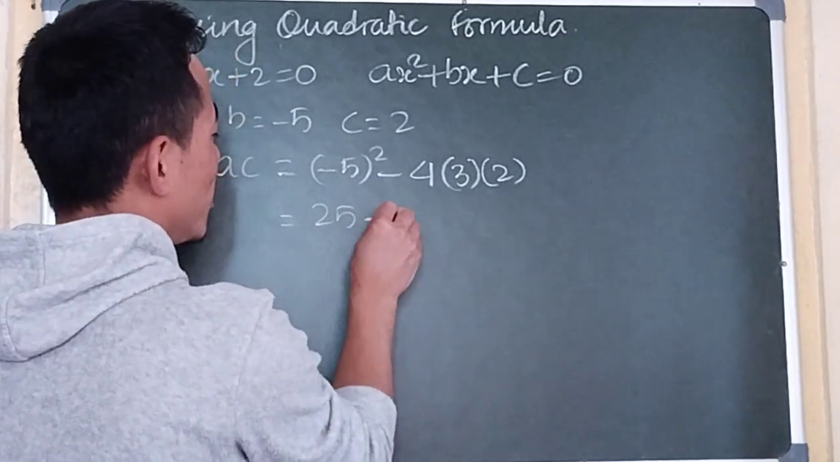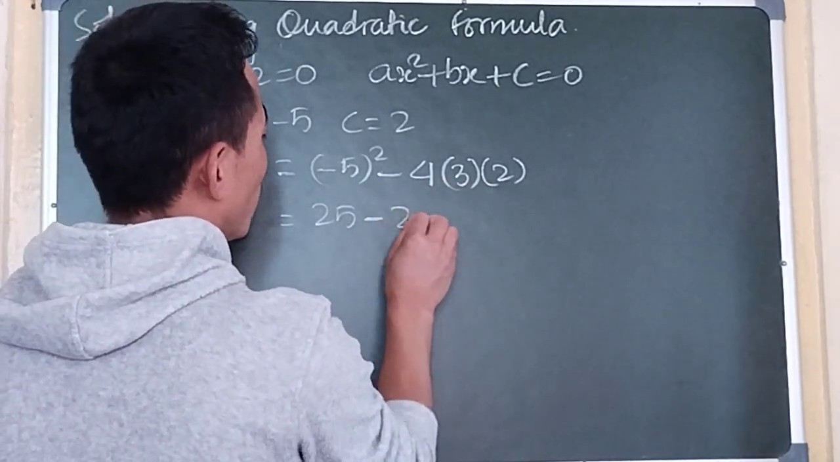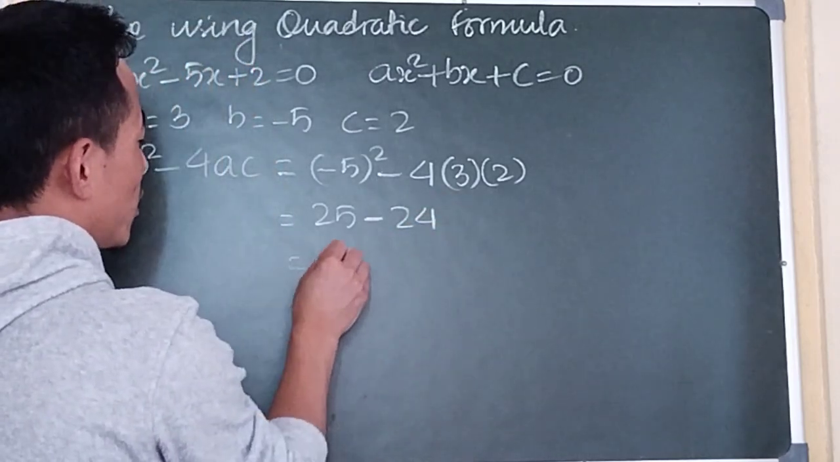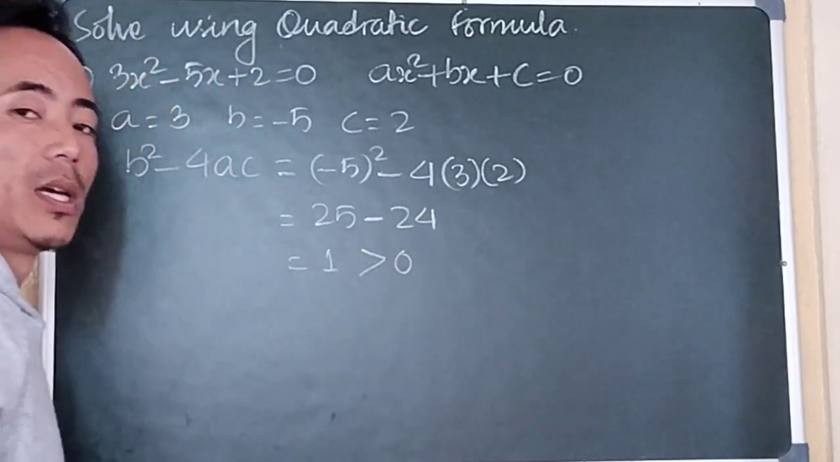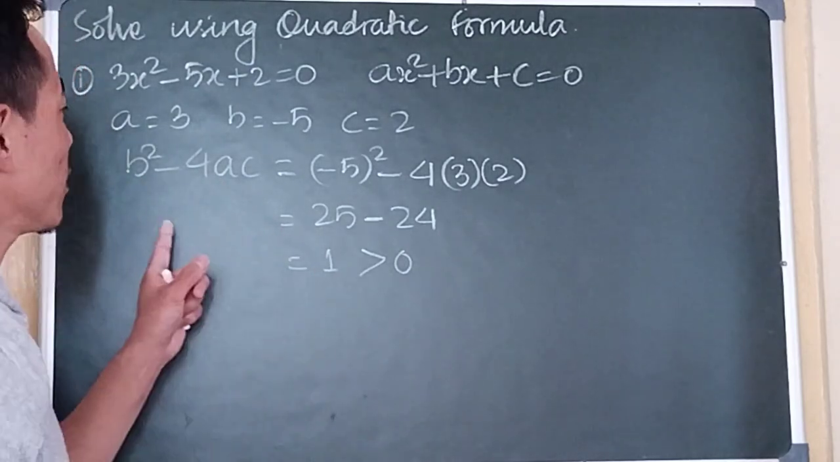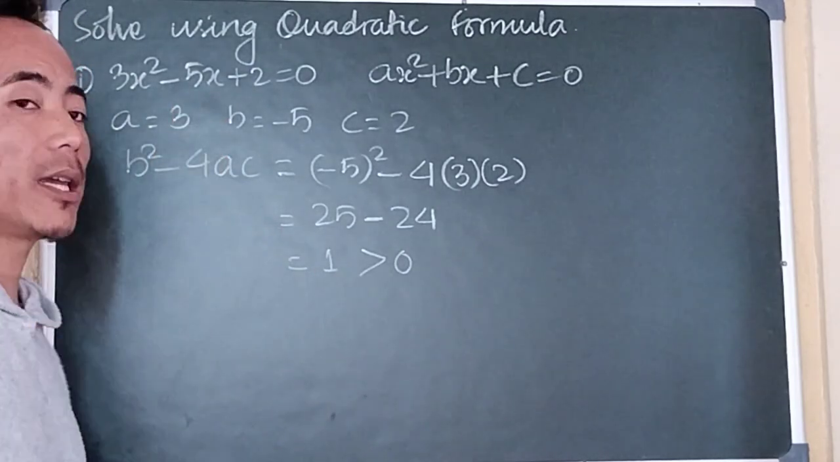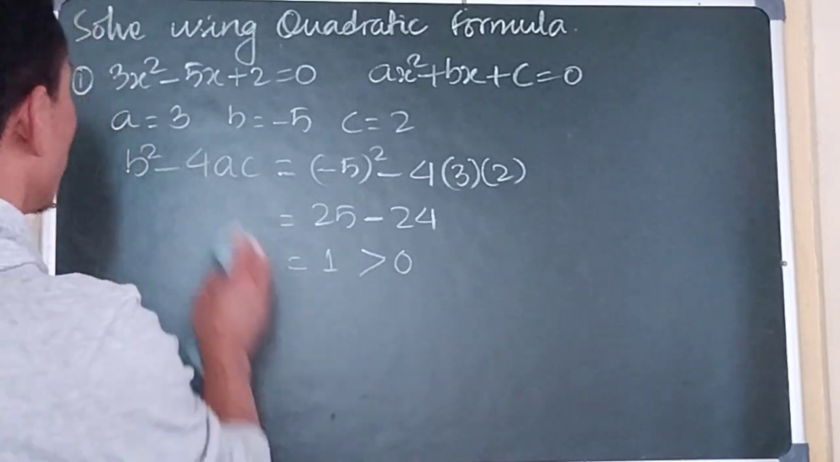Then we have a minus sign here: 4 into 3 into 2. 4 threes are 12, 12 twos are 24. So the difference will be 1, which is greater than 0. As this discriminant is greater than 0, we have real roots for this quadratic equation, and here we can use the formula. So let's solve it by using the formula now.